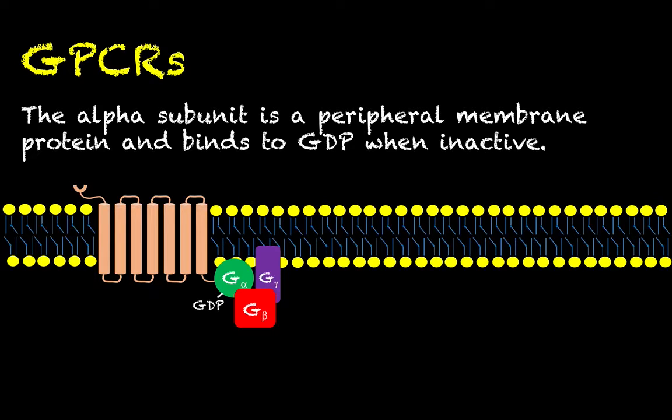Of particular importance to us for now is the alpha subunit. The alpha subunit is a peripheral membrane protein, and most importantly, it is a type of enzyme called a GTPase. If you've heard of ATPases before, this is very similar, except this is a GTPase. It is going to bind to and hydrolyze a slightly different kind of nucleotide compared to ATP. So the deal with this alpha subunit is that when it is inactive, it binds to GDP, which is the low energy form of the GTP nucleotide.